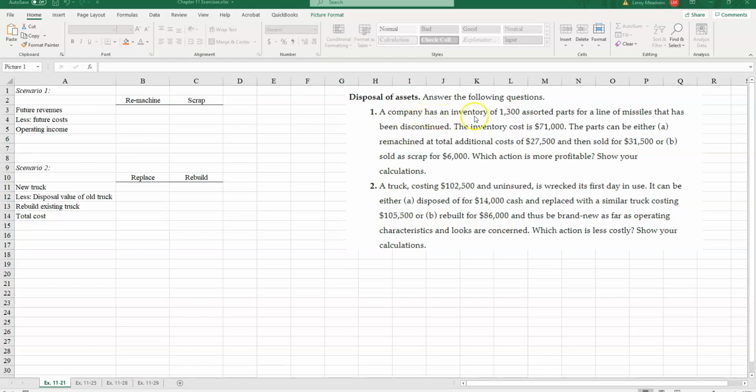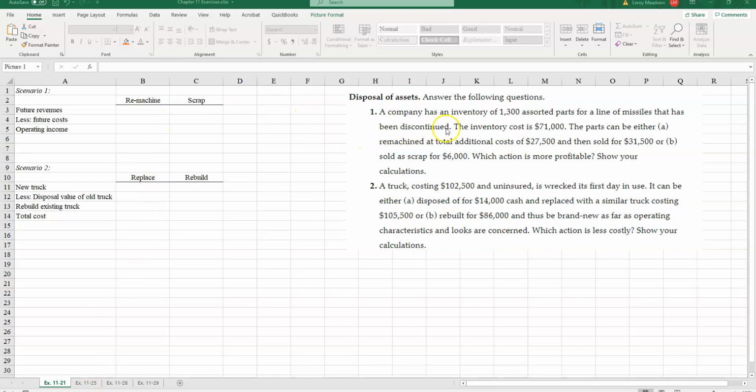A company has inventory of 1,300 assorted parts for a line of missiles that has been discontinued. The inventory costs $71,000. These parts can either A, be remachined at a total cost of $27,050 and then sold for $31,500, or B, sold as scrap for $6,000. Which action is more profitable? Show your calculations.